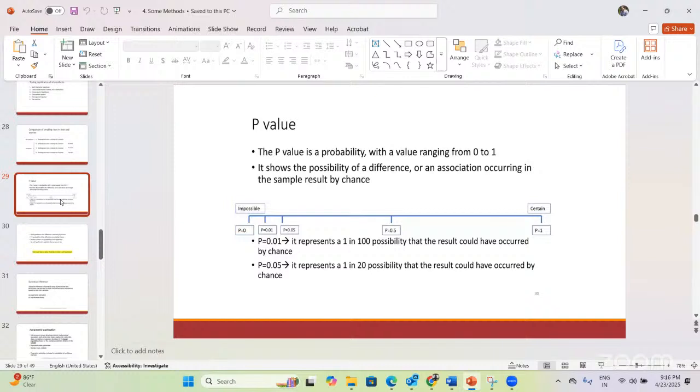If the p-value is 0.01, it represents one case in 100 cases that it is possible the results have occurred by chance. 0.05 means 1 in 20, or 5 in 100 cases, that could have occurred by chance. So the p-value is very important. In every study you will see in analytical results, they say everything based on the p-value. Next slide.